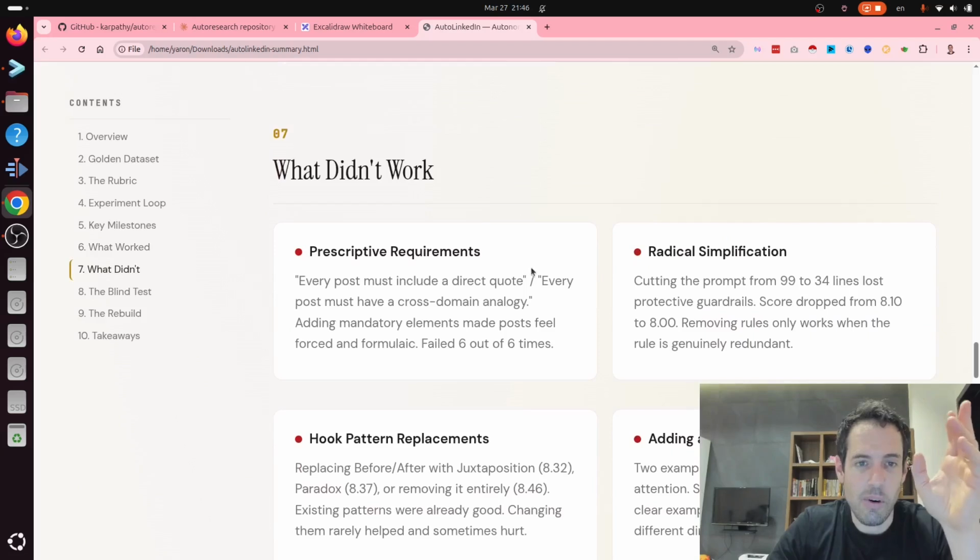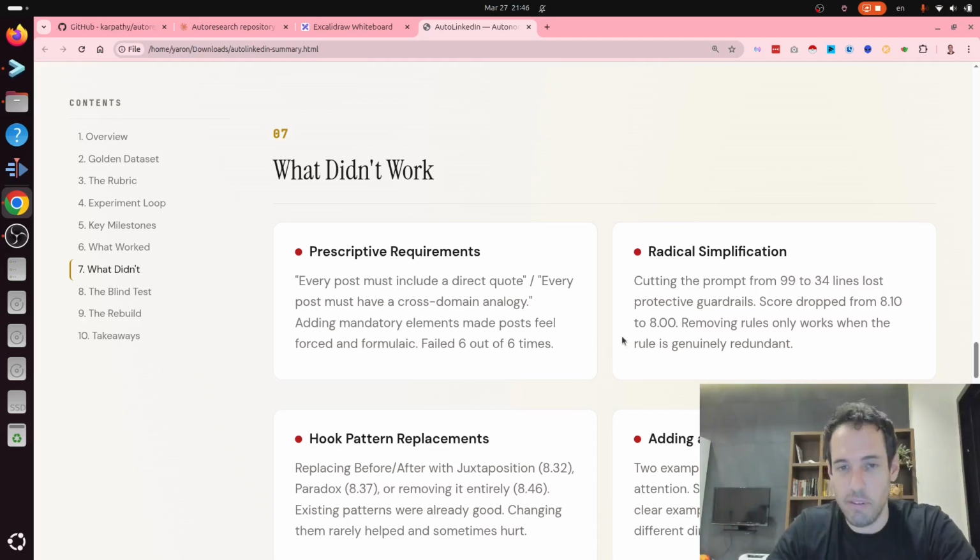Some stuff that didn't work is, for example, prescriptive requirements. So we had a prompt that said every post must include a direct quote. Adding this mandatory element made posts feel forced and formulaic, 6 times out of 6 times. So this is very interesting and very insightful.